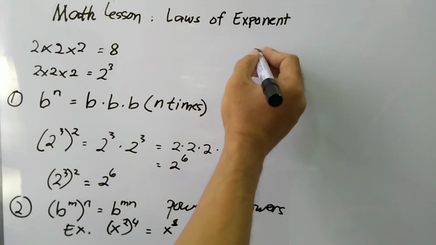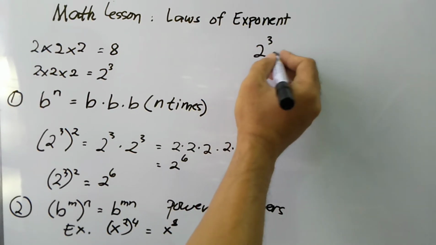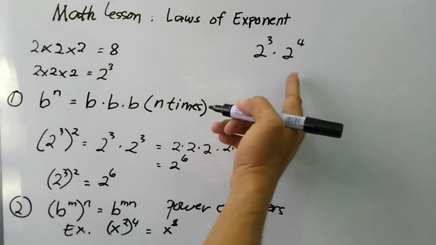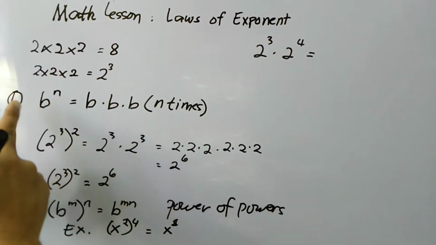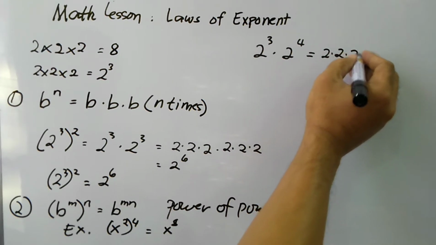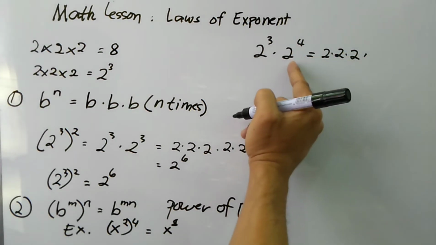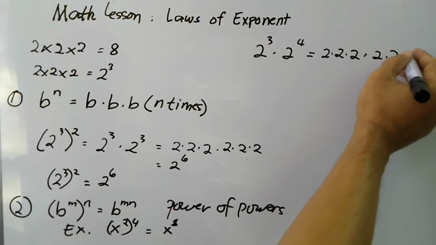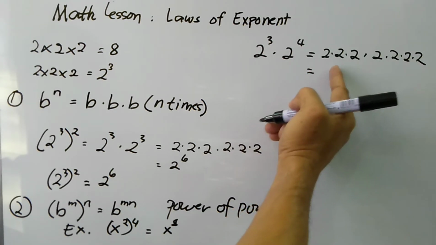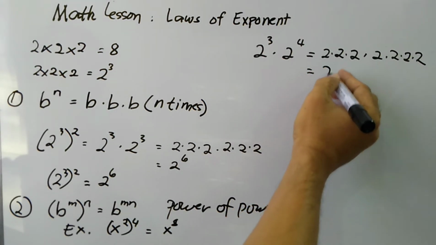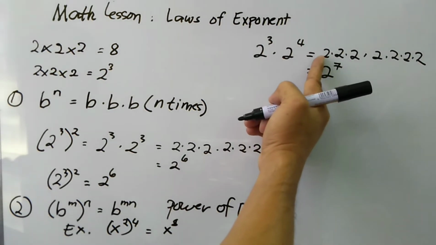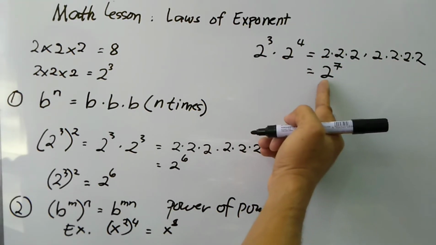Let's have this example. We have 2 raised to 3 times 2 raised to 4. How do we get the product for this? We can go back to law number 1. We have 2 times 2 times 2 times 2 times 2 times 2 times 2. So there are 7 2's. We have 2 raised to 7. We multiply 2 by itself 7 times.